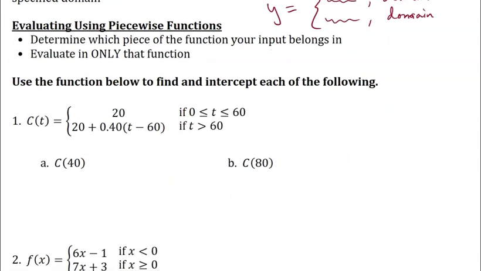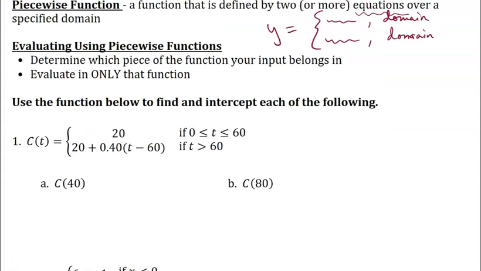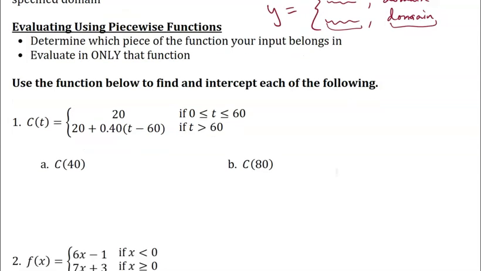So the first thing we need to do is look at our input value and determine which section of the domain that input belongs in, okay? And then that tells us which rule we're going to use for evaluating. So for example, if I'm looking for f of 7, and 7 is in this piece, then I'm going to plug 7 in as the input into this part of the function. Again, not two different functions, but we'll plug into this part, okay?